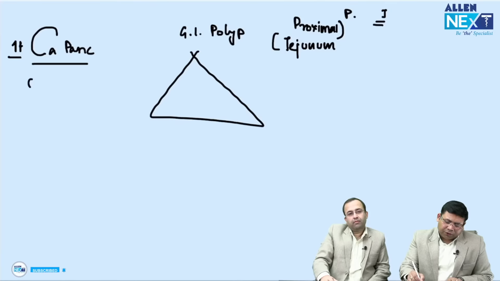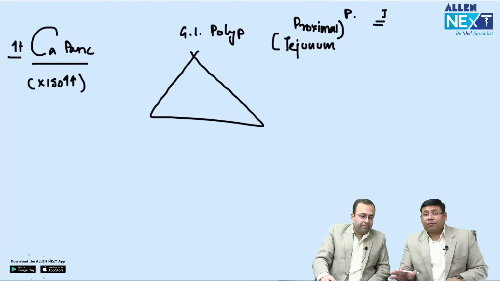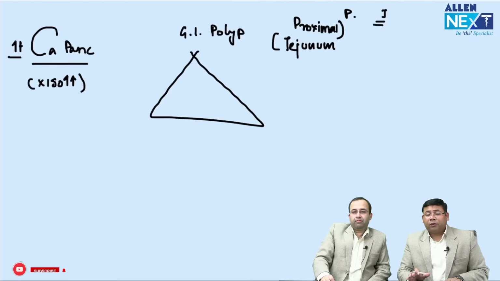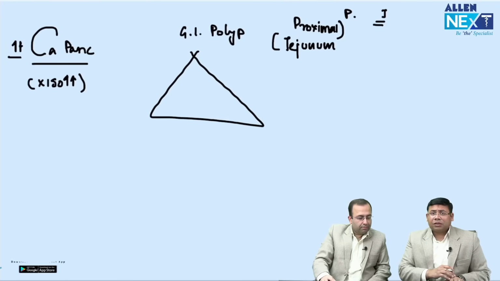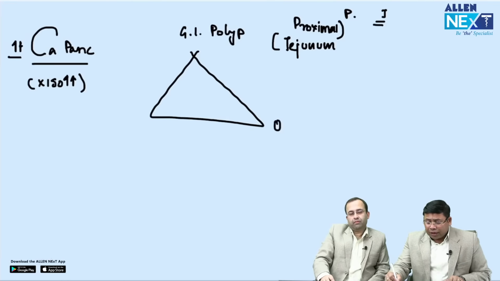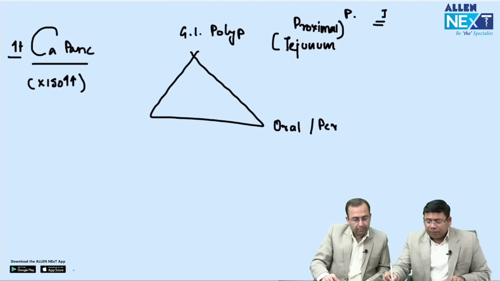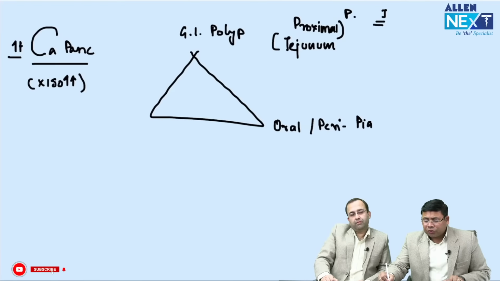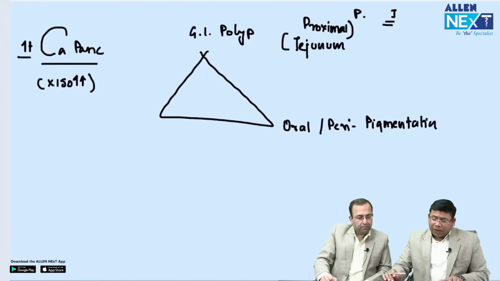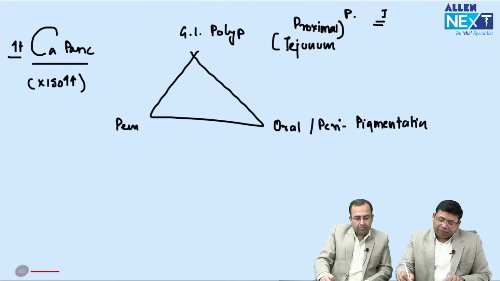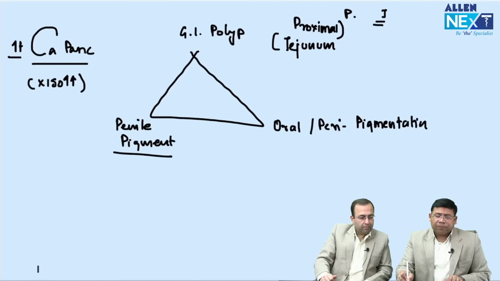And this is a very famous question. How many times? Approximately 150 times. And this is the most common thing. Why? Because it is associated with a lot of duodenal adenomas, resulting in increased risk of pancreatic cancers. Apart from this, you can get to see oral or perioral pigmentation or melanosis. Perioral or oral pigmentation is very common. Apart from this, you also get to see penile pigmentation in certain patients.